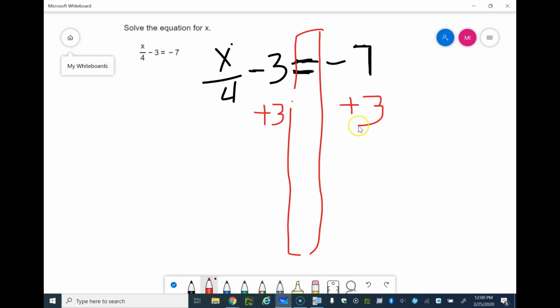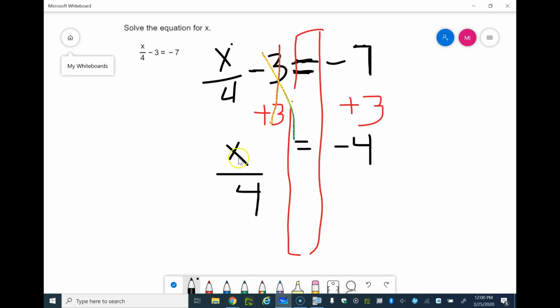This will help also show work as far as knowing that something will cancel out. So this cancels out. So -7 plus 3 will give us a -4. And then I drop this down because I didn't do anything to this particular problem yet.